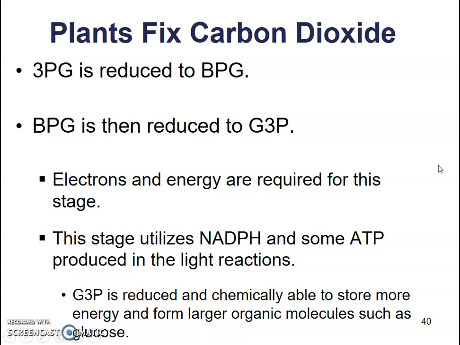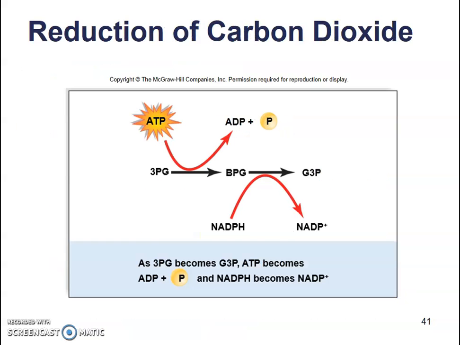Plants fix carbon dioxide. 3PG is reduced to BPG. BPG is then reduced to G3P. Electrons and energy are required for this stage. This stage utilizes the NADPH and some of the ATP that is made in the light reactions. G3P is reduced and chemically able to store as much energy and form larger organic molecules such as glucose. So here we have the reduction of carbon dioxide.